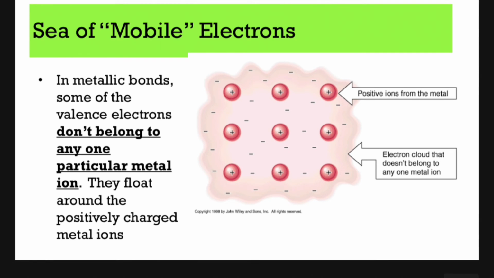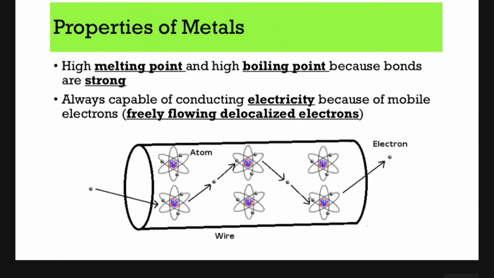So like I just said, they don't belong to any one particular metal ion. They just hang out with everyone, right? It's a communal electron situation. No one's like, hey, that's my electron. Nope, everyone's like, hey man, the electrons are for everyone, just share them. Right? They're just floating around. Alright, so that is what happens with the electrons there, right? Sea of electrons, mobile electrons.